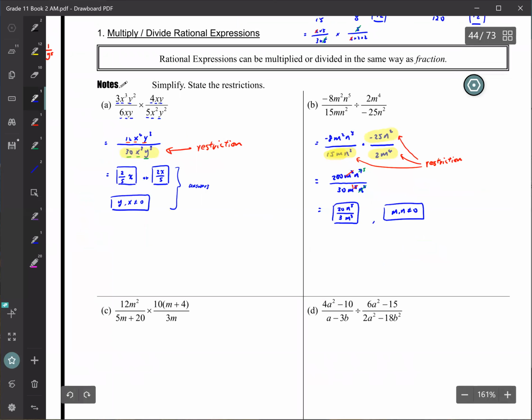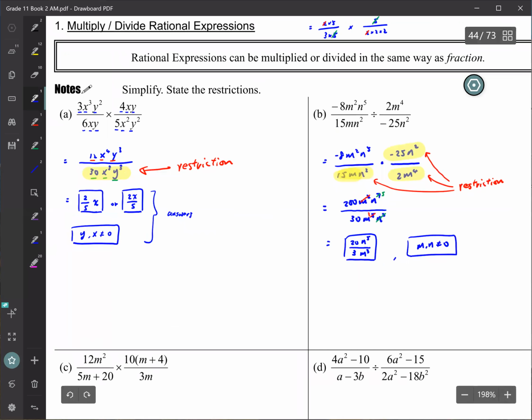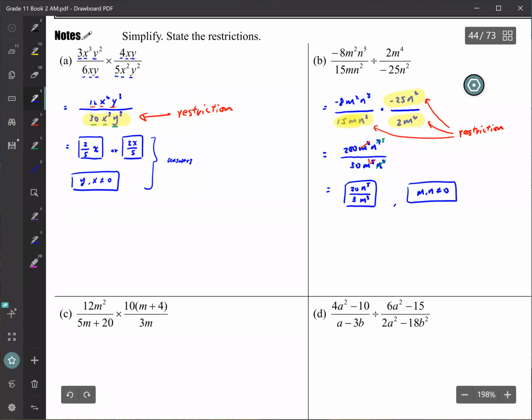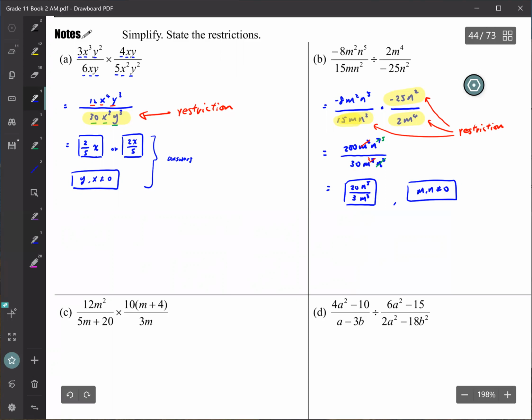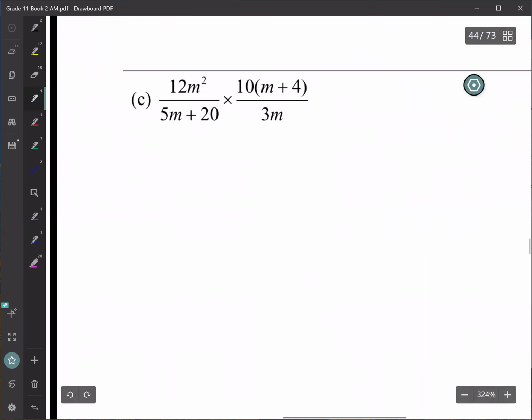So these two questions are similar in the way that there's nothing to factor, okay? These two, A and B, nothing to factor. But starting from questions C and D, the idea is the same, but you need to factor before you start canceling. Okay, so let's look at C first. C is a multiplying.